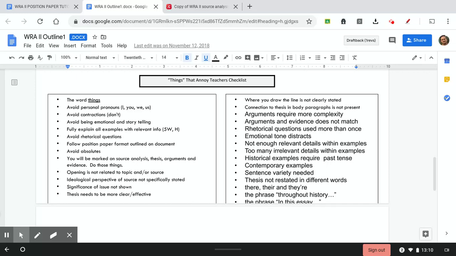Avoid absolutes. Now, an absolute is something like never or always. If you say something like that, I can guarantee you that I can give you an example that proves that it's not 100%. The second you do that, you are now wrong. That is why we say things like oftentimes or most or sometimes.